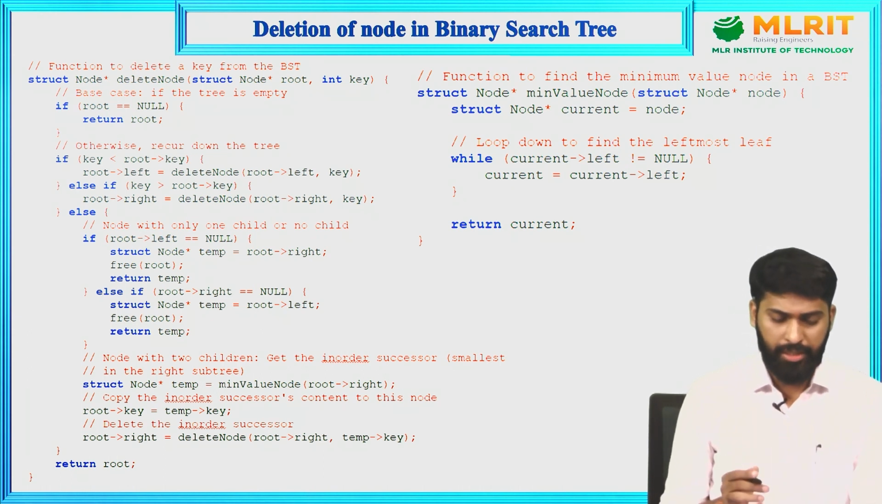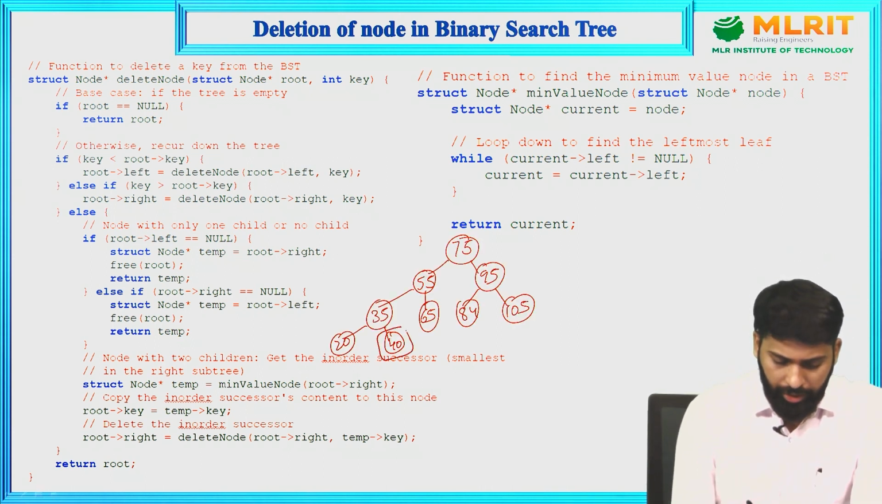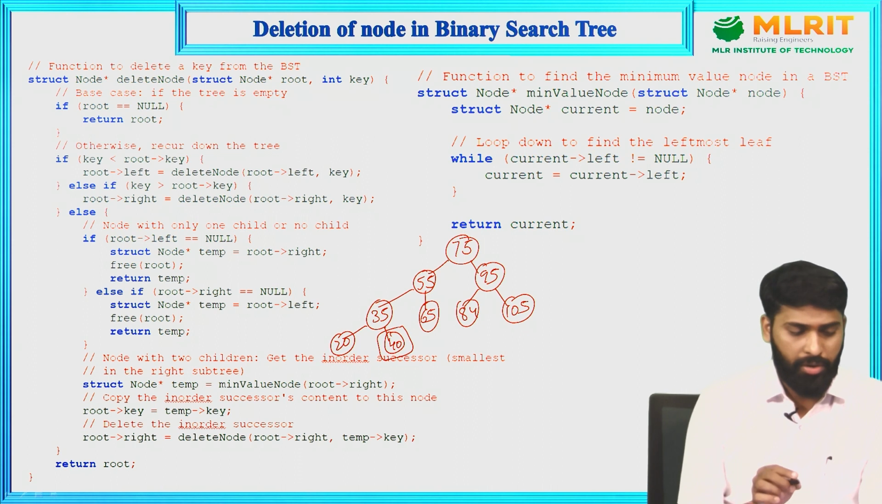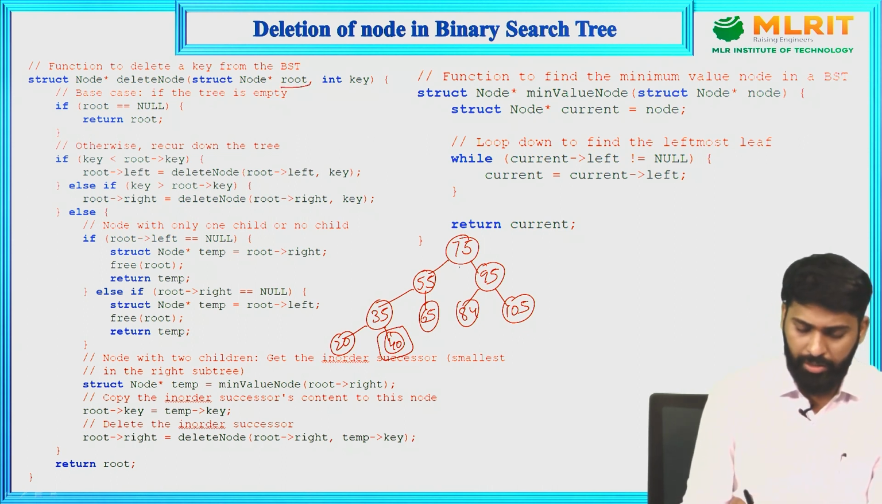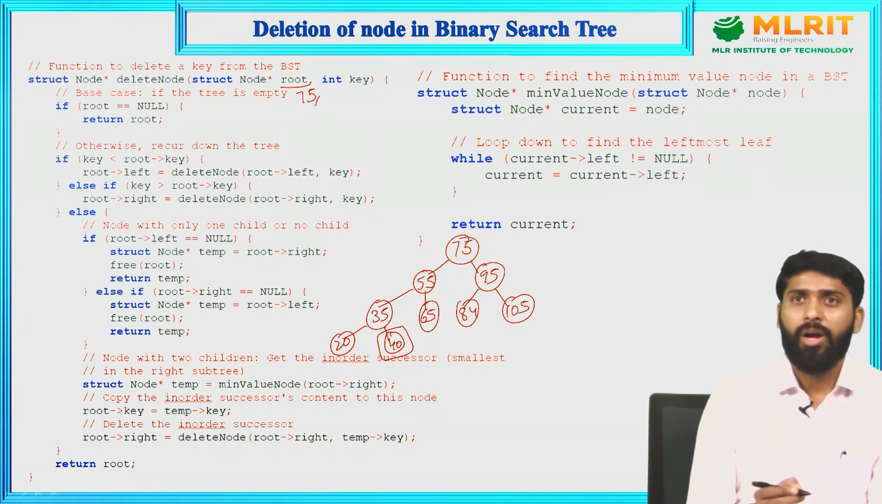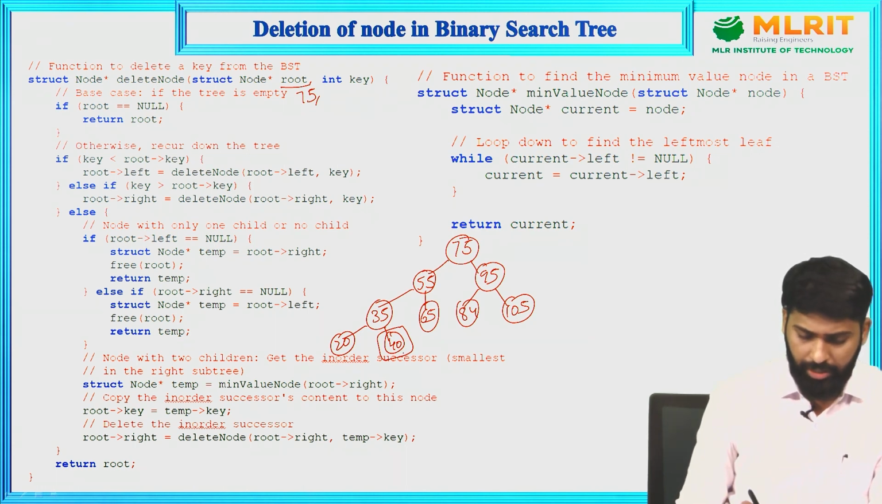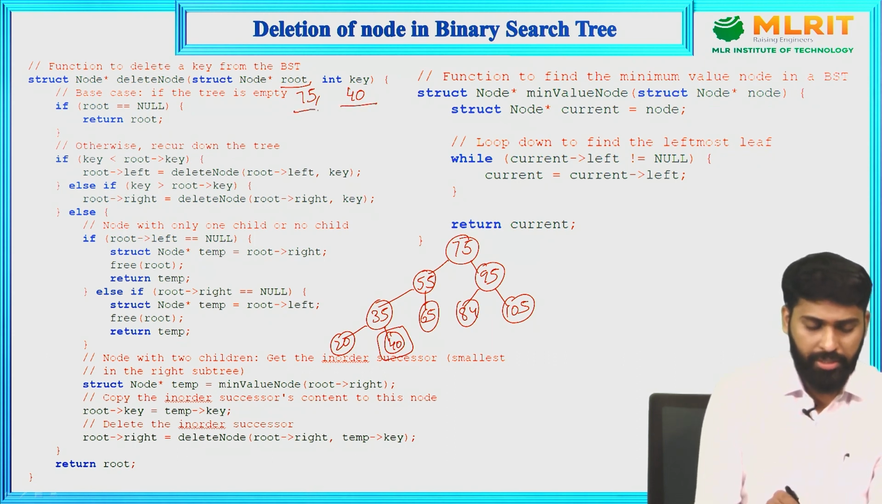So consider this example. I want to delete this 40. Now 40 is a leaf node. Now we see how we identify that. So here this is the delete node function with root. Let us assume the root is 75. Here I am taking both root node and root data as the same value, 75. What is the key? 40. Now I want to delete 40 and the root is 75.